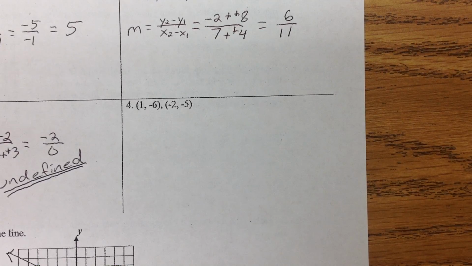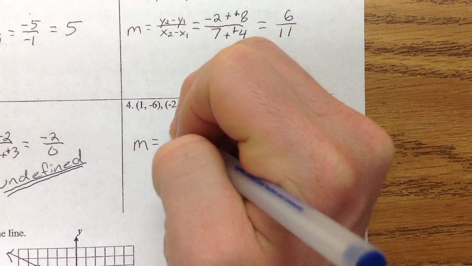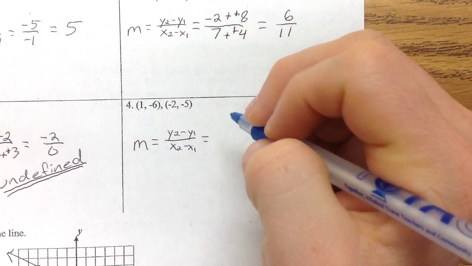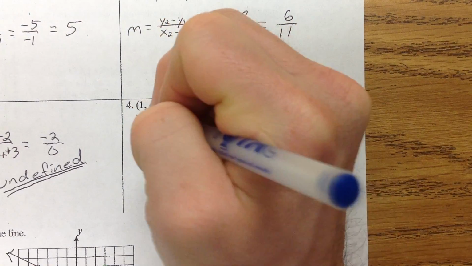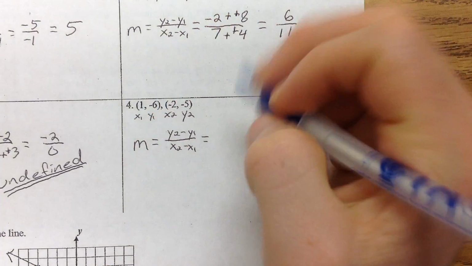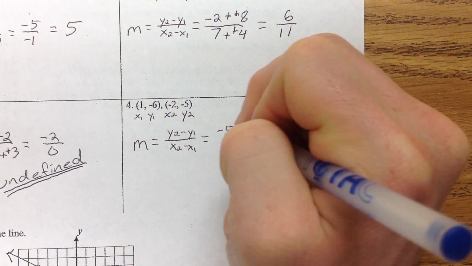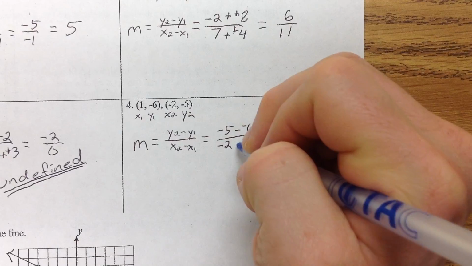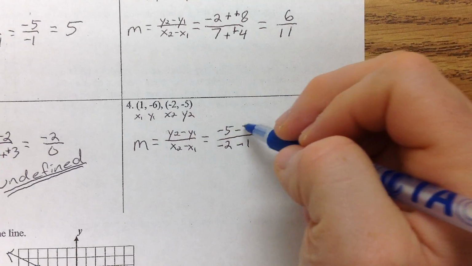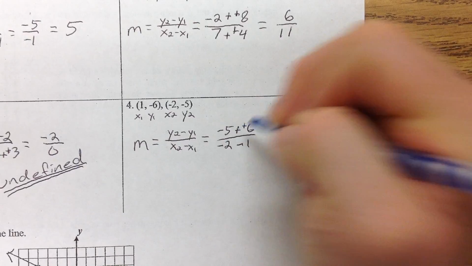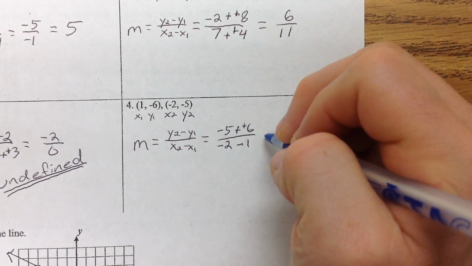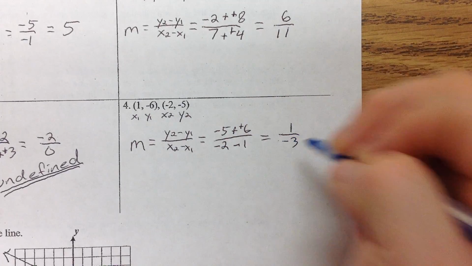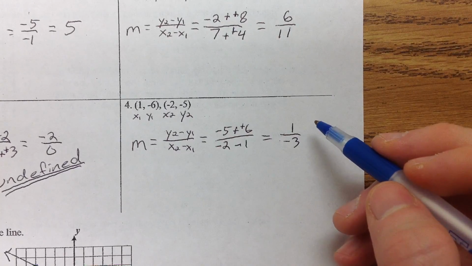All right, last but not least, number 4 here. So m equals y2 minus y1 over x2 minus x1. So there's our x1, there's our y1, x2, y2. So we have negative 5 minus negative 6, and then negative 2 minus 1. All right. Double negatives here, so that's going to become plus 1. And then we just get negative 5 plus 6 is a positive 1. Negative 2 minus 1 is a negative 3. So there we have a slope of negative 1/3. Okay.